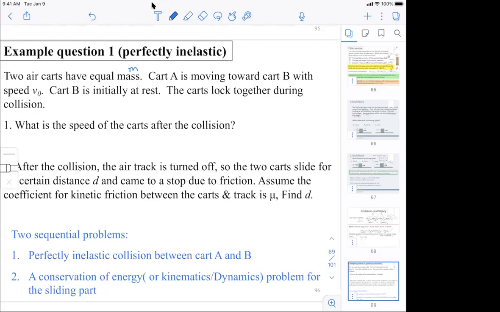You will see this type of problem a lot. There are two steps to it, and we can break it down into two sequential problems. The first problem is just the collision, not the sliding. For just the collision, we use conservation of momentum to solve it. We always try to describe the physics: there is a perfectly inelastic collision going on between A and B. The second part of the problem is a conservation of energy problem. The carts are moving with some velocity and then they slide for some distance, and you want to find the distance.